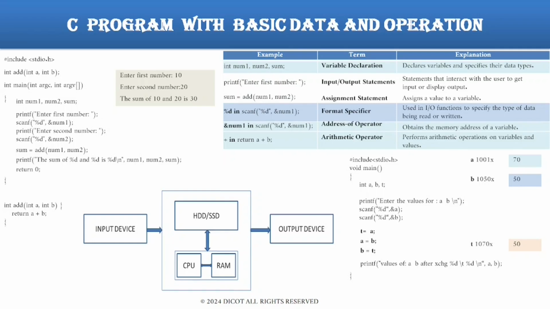The output of this program is: enter values for A and B. Say the user enters 50 and 70. The values of A and B after exchange: 70, 50.